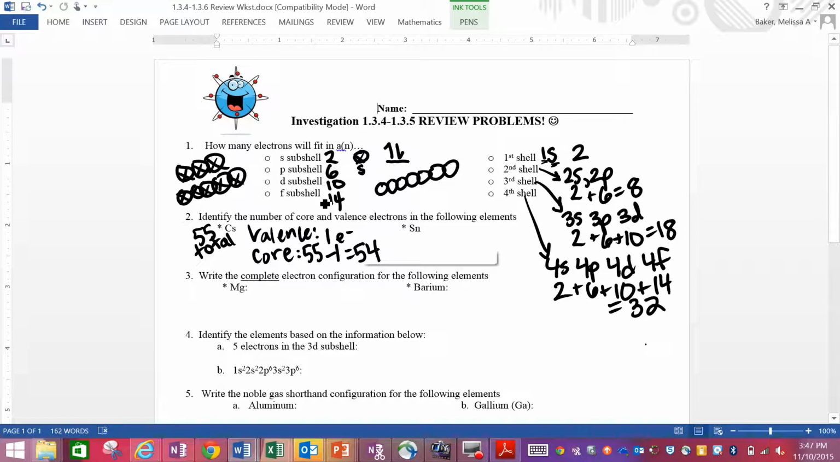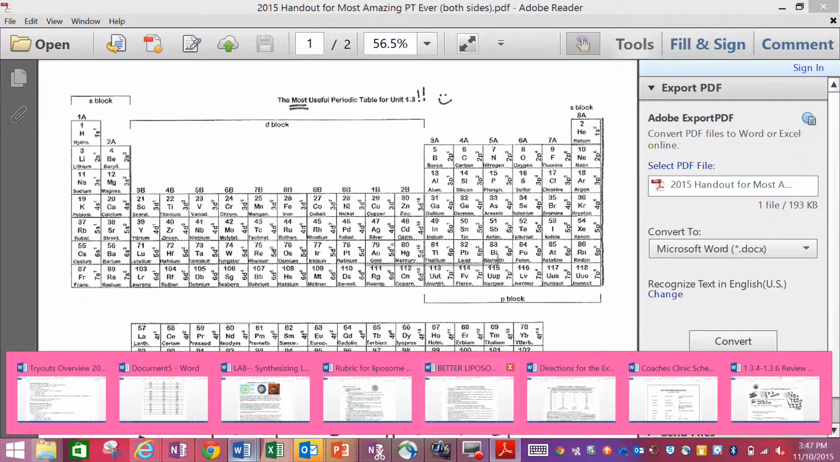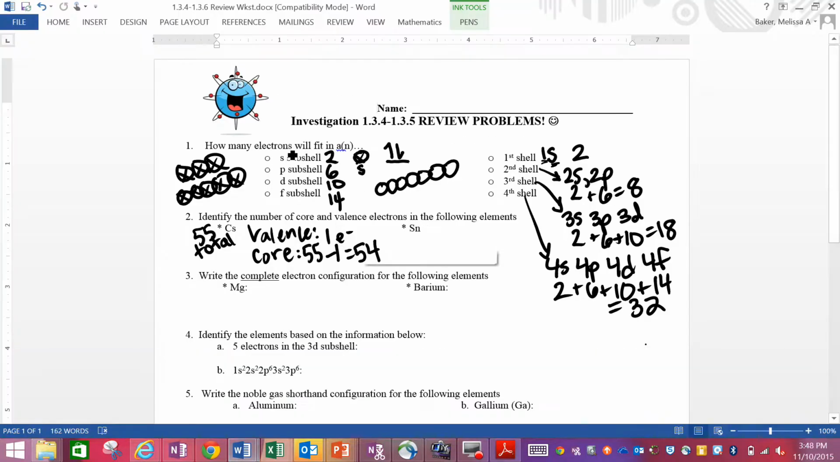How about tin? Tin, if you look it up, is number 50. It's in group 4A. So that means it's got 4 valence electrons. 4 valence. And since it's got 50 total, you do 50 minus 4. It's got 46 core electrons.